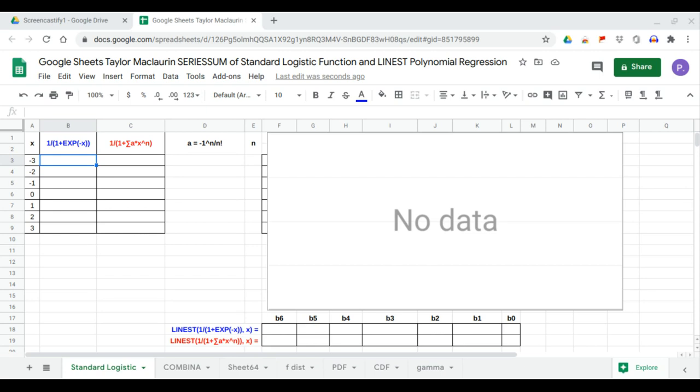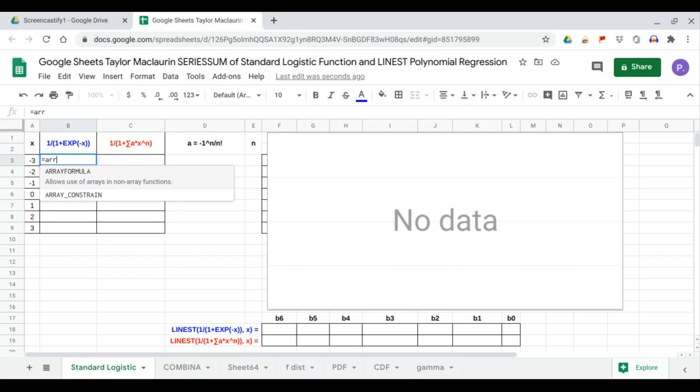In this video, we will generate the dataset of the standard logistic function and the regression coefficient and its trend line. We will also generate the Taylor-Maclaurin series sum and its trend line as well. So we begin with the dataset.